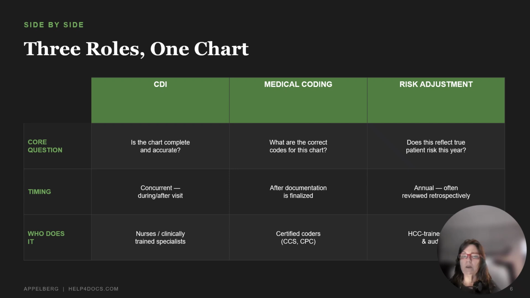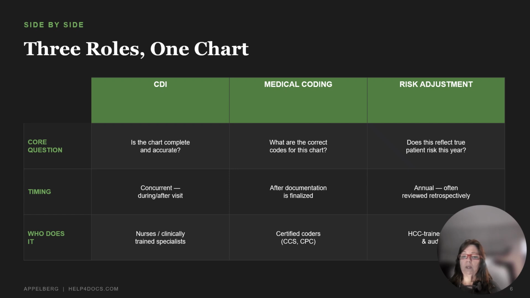And because coders are often the people doing them, that creates a level of confusion. It causes people to think it's all related, it's all coding. But in the actual coding process, medical coding asks what are the exact codes for what's documented. It happens after the documentation is finalized, and it's also done by certified coders.